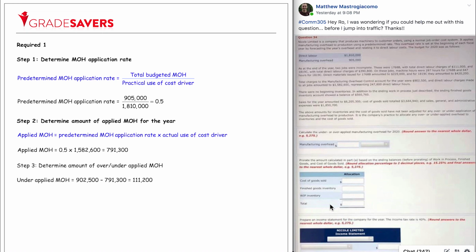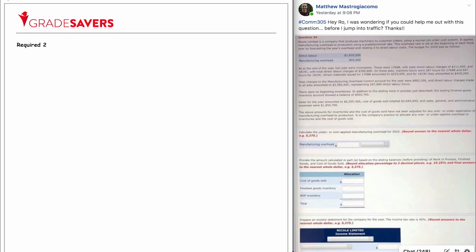In required 2, we're asked to prorate the amounts calculated in Part A to the ending balances of WIP, finished goods, and cost of goods sold. Now, this is typical of what the firm does whenever the amount of over or under applied MOH is assumed to be material. So whenever it's a significant amount, it's a big difference, rather than closing it off just to cost of goods sold, the firm is going to prorate the difference to work in process, finished goods, and to cost of goods sold. In order to tackle required 2, the very first thing I would recommend is to determine the ending balances for each of these accounts.